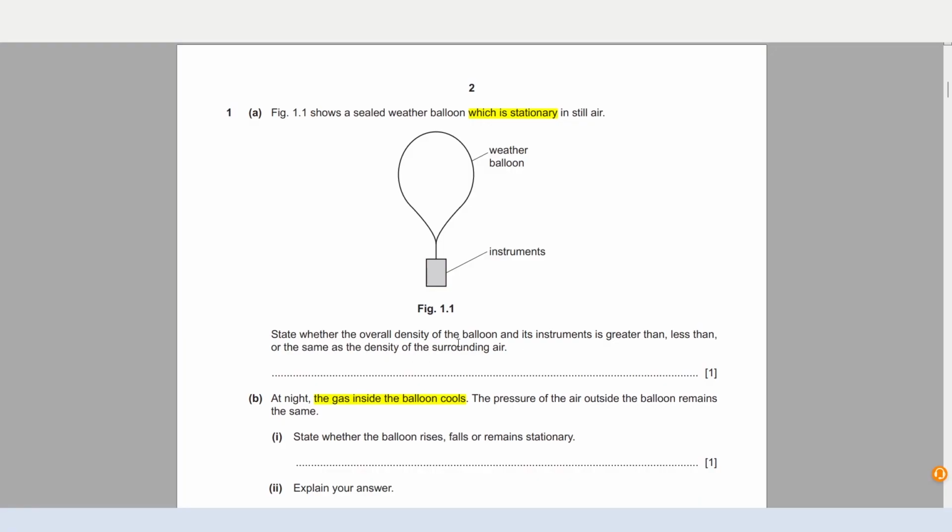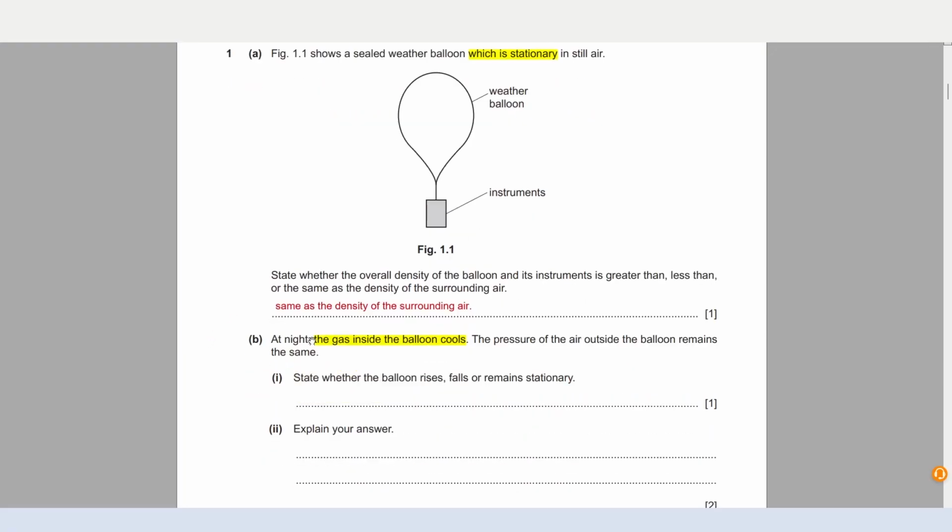density of the surrounding air. In the question it says that it is stationary, which means that the density of the weather balloon and the surrounding air is the same. For example, if the density of the balloon was more than the density of the surrounding air, the balloon would go down. And if the density of the balloon was less, the balloon would go up. So we can write down here it is the same as the density of the surrounding.